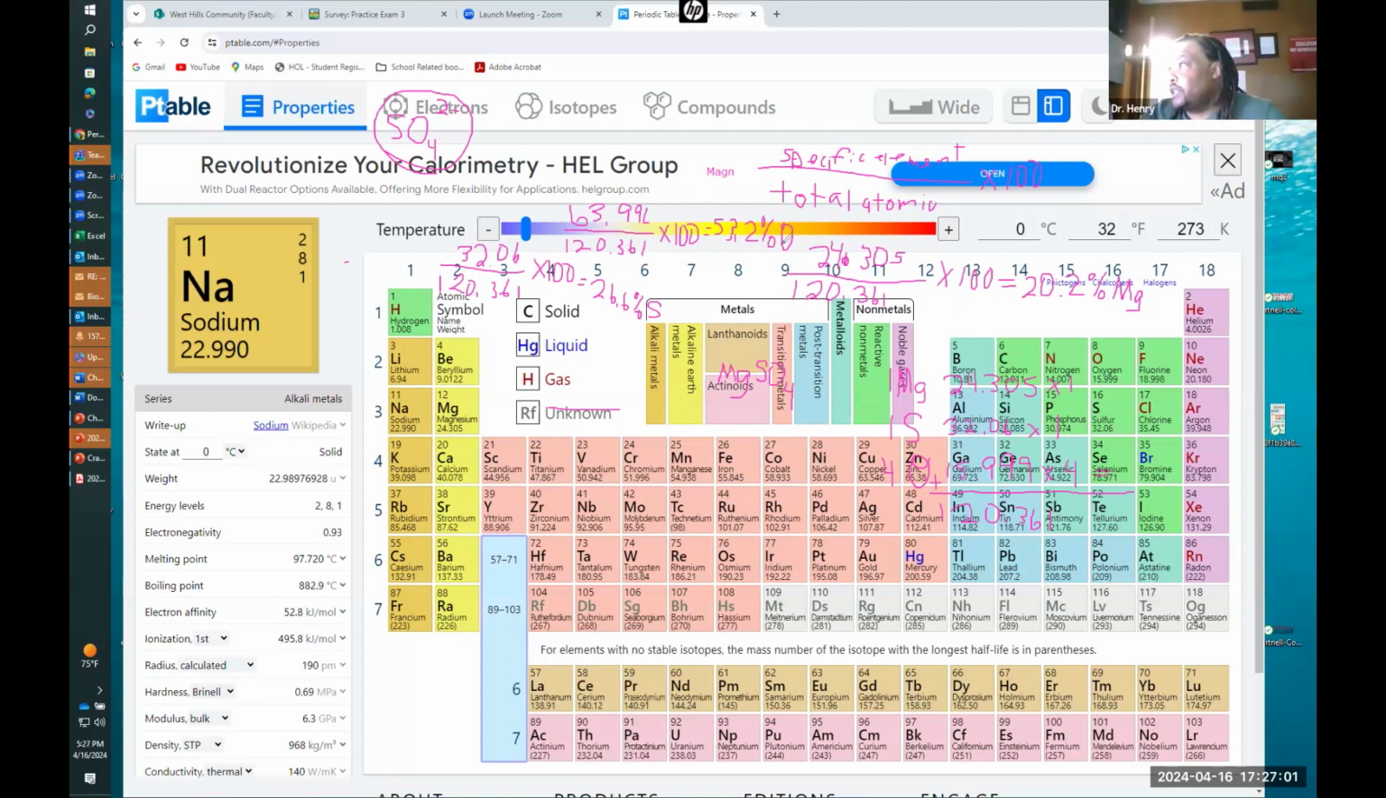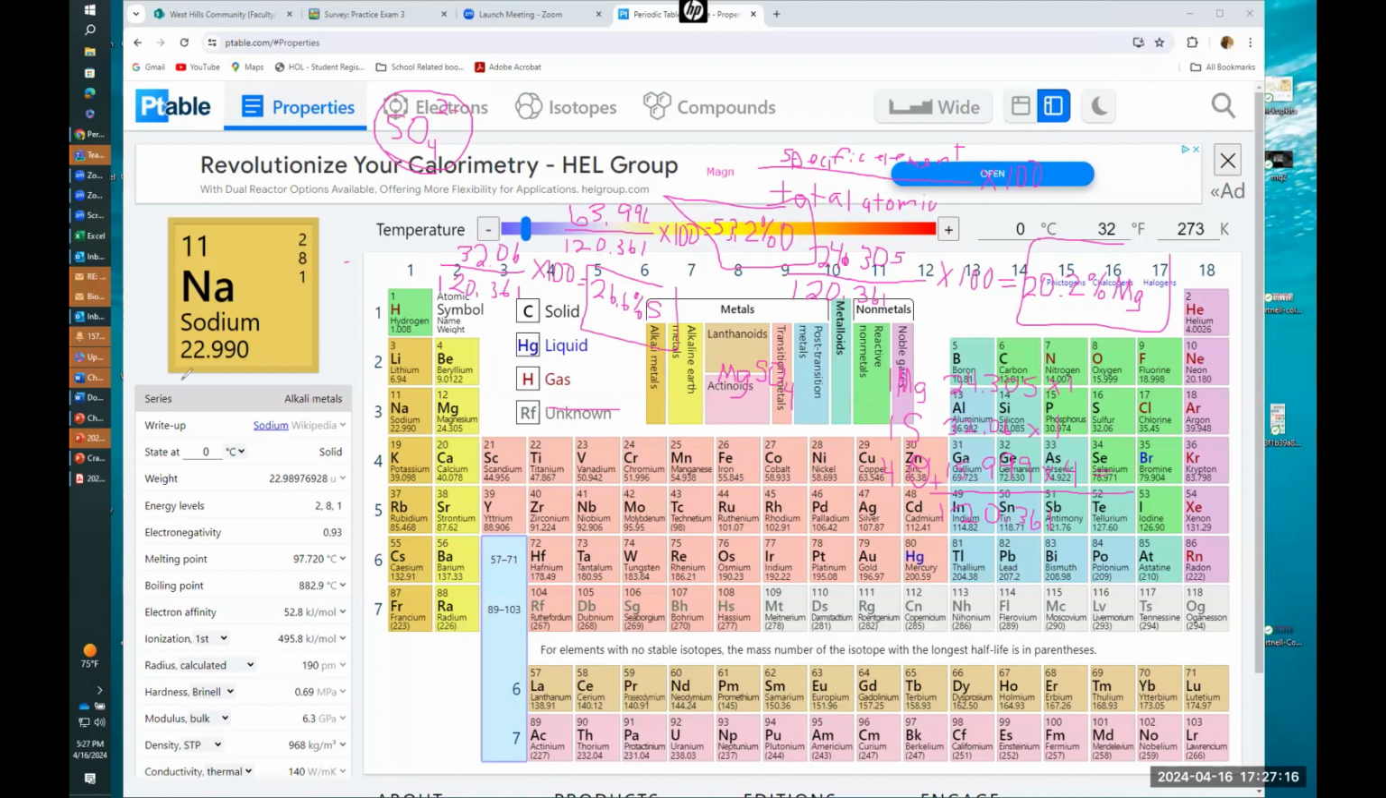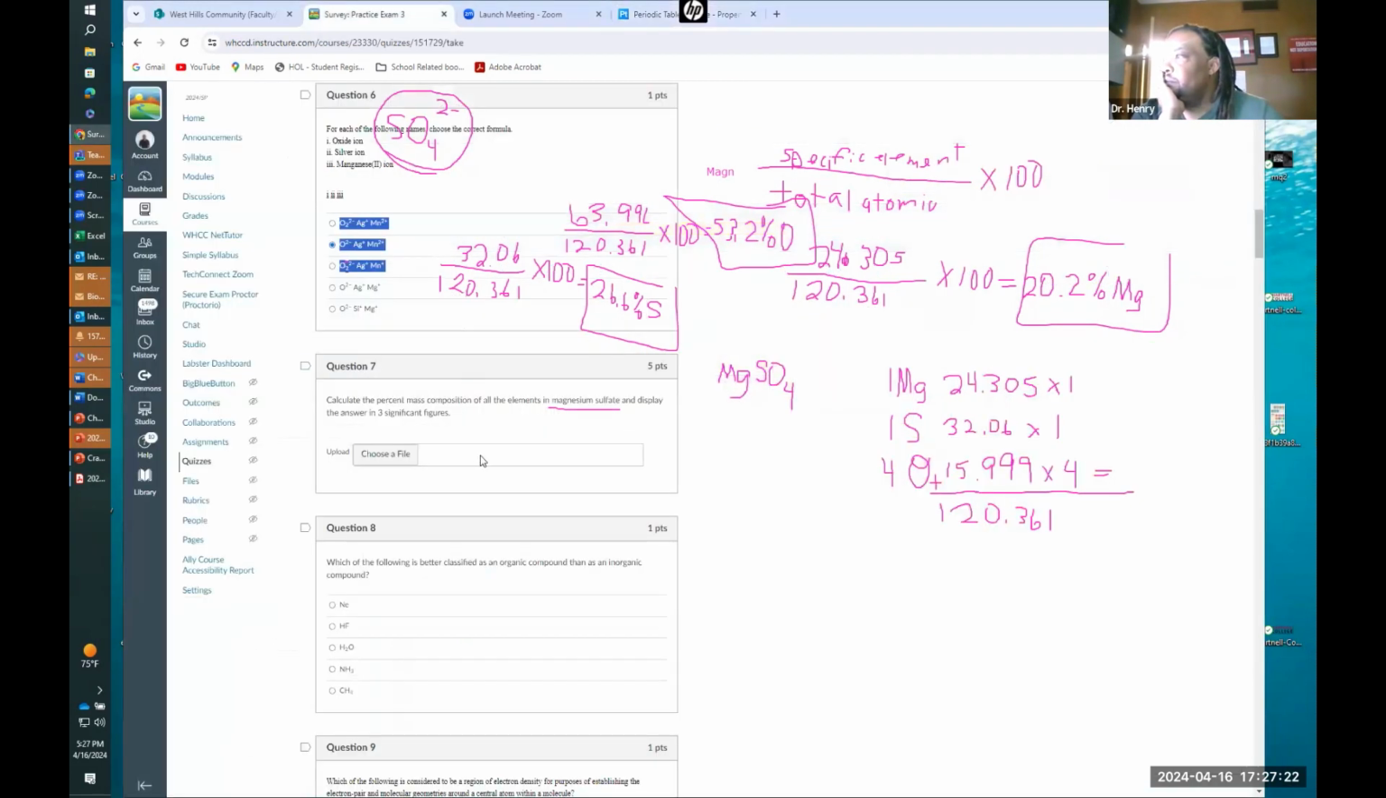So that would be your percent oxygen, that's your percent sulfur, and that would be your percent magnesium. Oh, okay, this is not that bad. And that was to find the mass, it's called percent mass. Yep.